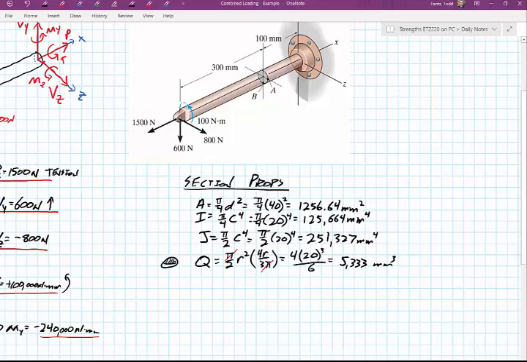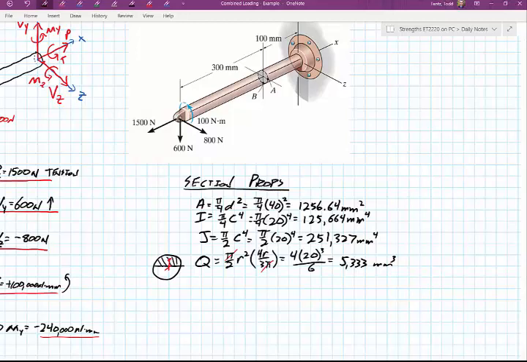Polar moment of inertia, pi over 2 c to the fourth, is 251.3, or sorry, 327 millimeters to the fourth. And lastly, and probably the hardest one, is that Q value. Remember, Q is, and I have a little diagram, I don't know if you can really see it or not, but if I were to think about a cross section, Q would be the area above that where I want to know where the neutral axis is, the maximum amount times its y bar prime. So I have half of a circle, pi r squared, and then 4 over 3 pi is the centroid of a half circle. So I end up with 5,333 millimeters cubed.